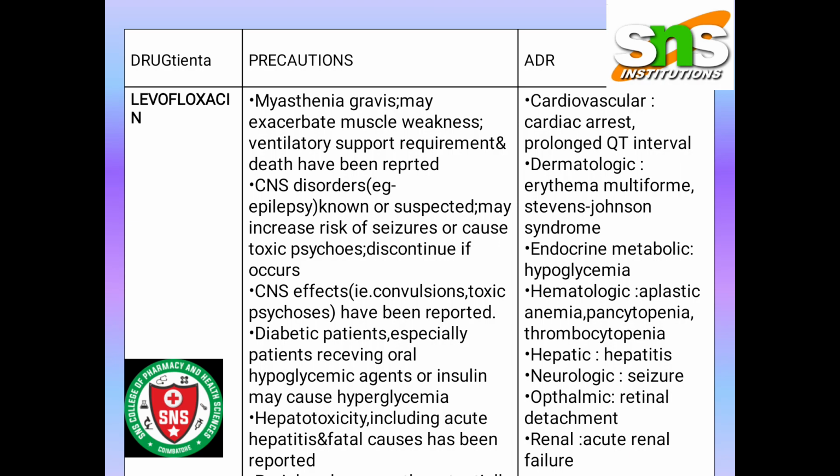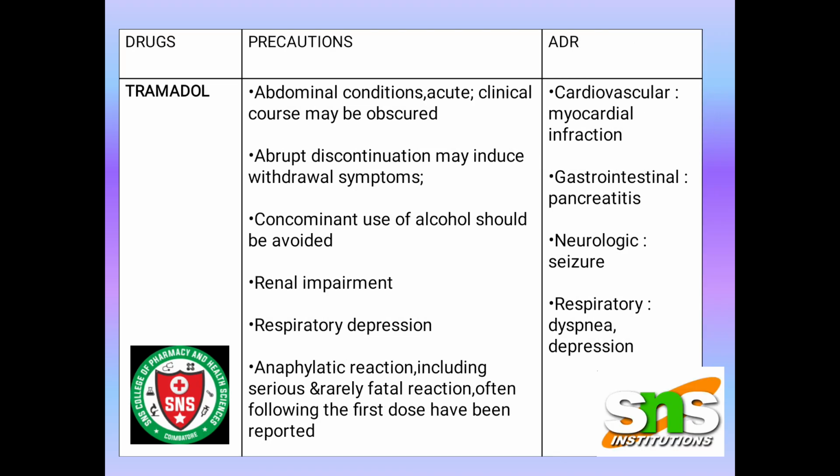And about ADRs: cardiovascular: cardiac arrest, prolonged QT interval; dermatologic: erythema multiforme, Stevens-Johnson syndrome; endocrine metabolic: hypoglycemia; hepatic: hepatitis; hematologic: aplastic anemia, pancytopenia, thrombocytopenia; neurologic: seizure; ophthalmic: retinal detachment; renal: acute renal failure. And tramadol.